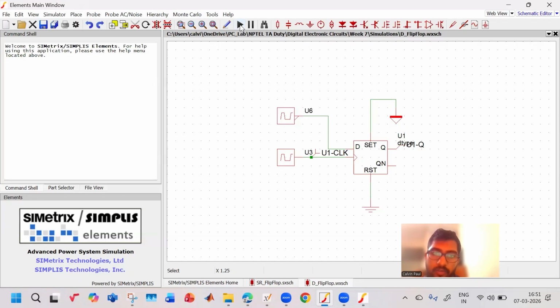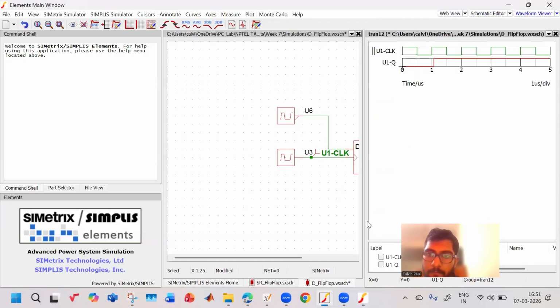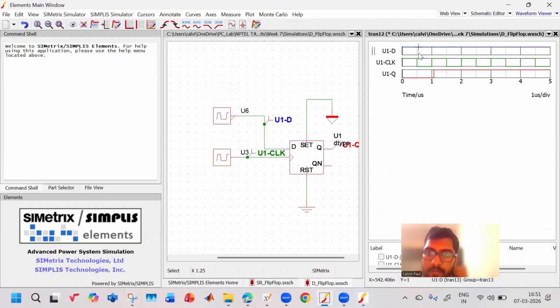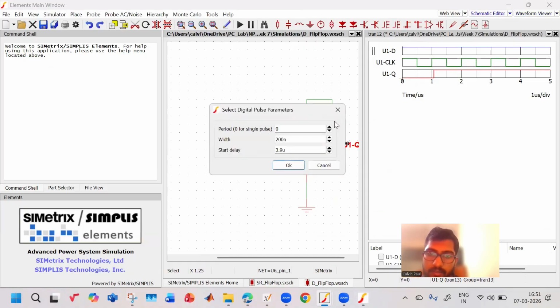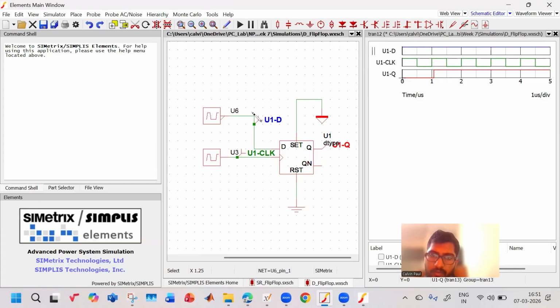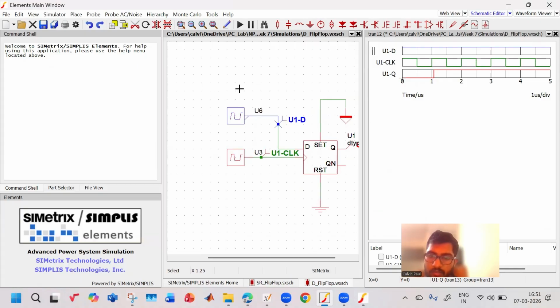Let's check how the output looks now. Depending on your D, D is always high, and Q is taking that. So it is not basically resetting. It is fine. Delete this.